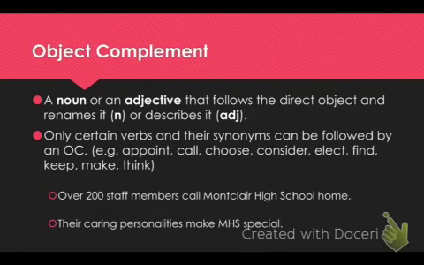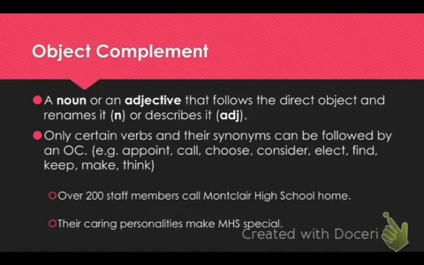An object complement is a noun or adjective that follows the direct object and renames it in the case of a noun or describes it in the case of an adjective. Keep in mind that only certain verbs and their synonyms can be followed by an object complement. For example, look at the ones here in parentheses.